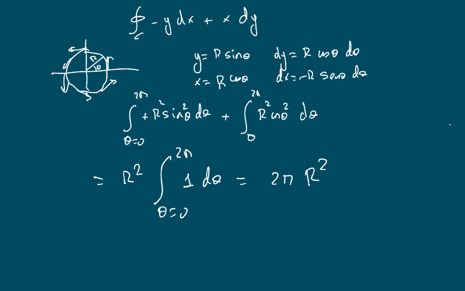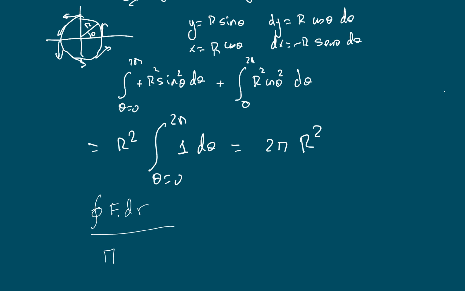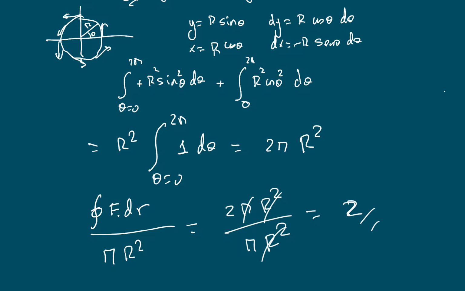And what is the line integral of F dot dr per unit of area? The line integral is 2 pi r squared. Divided by pi r squared, it is 2. So the idea of the curl is that it is the line integral per unit of area.